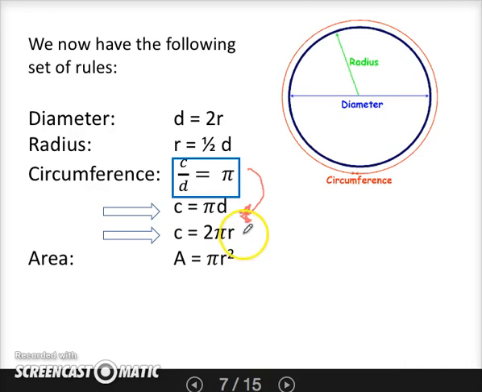We can also rearrange this equation by substituting, instead of d, 2r, and that gets us from this form of the equation to this form of the equation. We've merely substituted 2r instead of d. And then the area equation, as I've said, comes from calculus, and you'll just have to trust me for now on that one.